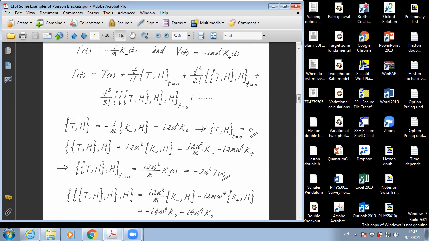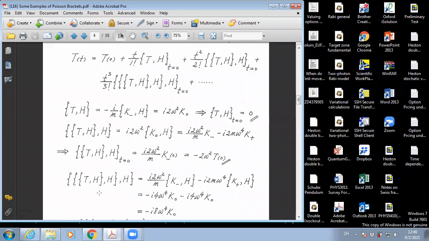And then the second order Poisson bracket, that means the first order Poisson bracket between k naught and h, all right? And this Poisson bracket is proportional to k minus. The first term is proportional to k minus. The other term is proportional to k plus, all right? At t equal to 0, what happens? At t equal to 0, the first term will survive, but the second term will vanish, all right? And we realize that this term is proportional to the initial value of the kinetic energy, all right?